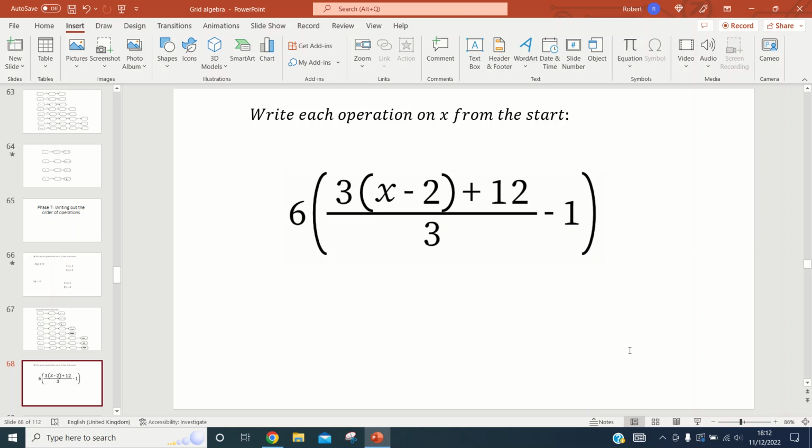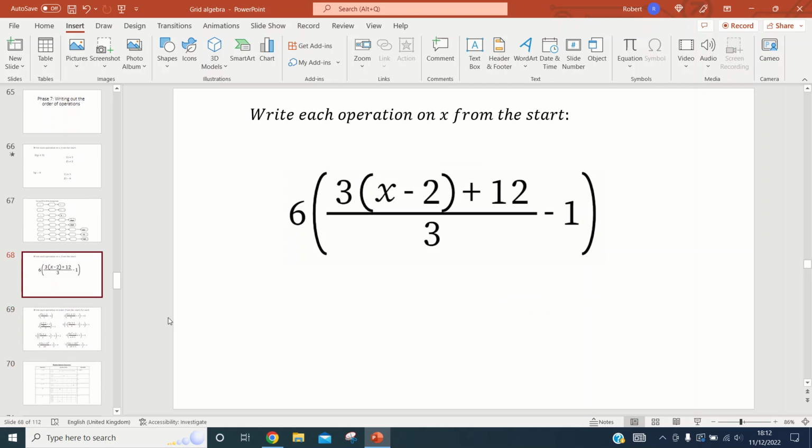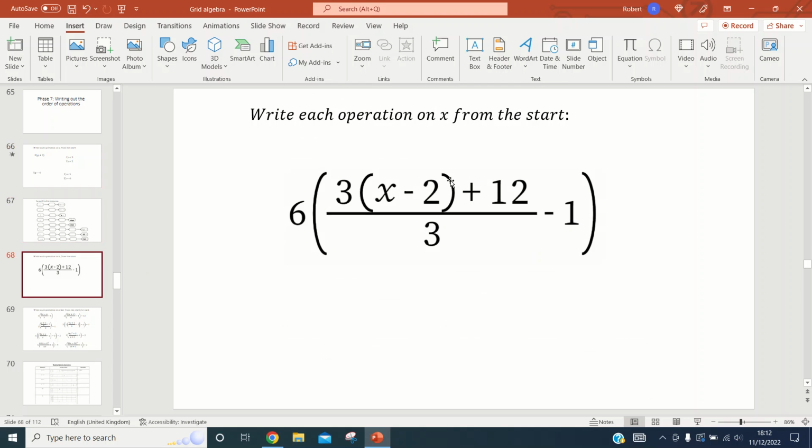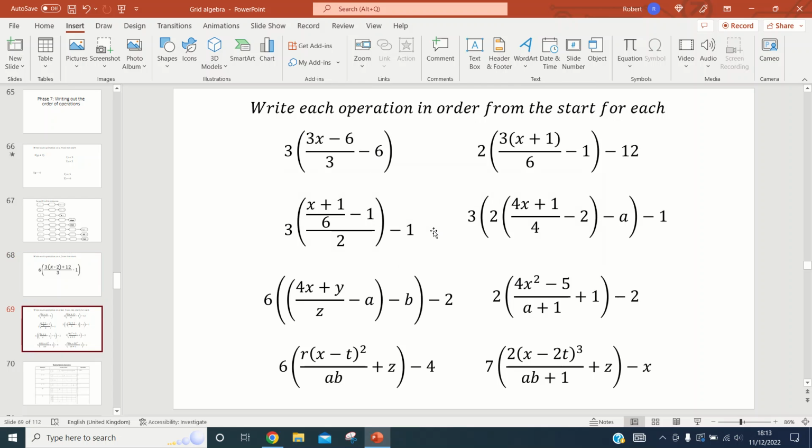Or you could just do it, so this is the highest attainment group that I was doing it with. We just did this. I got them to write out this, and we just said 1 dot minus 2, 2 dot times by 3. We just wrote the operations out in order, a bit like this, but much more complicated, obviously. So 1 dot take away 2, 2 dot times 3, 3 dot plus that, 12, 4 dot divided by 3, and so on. And I just got them to write down all the operations here.